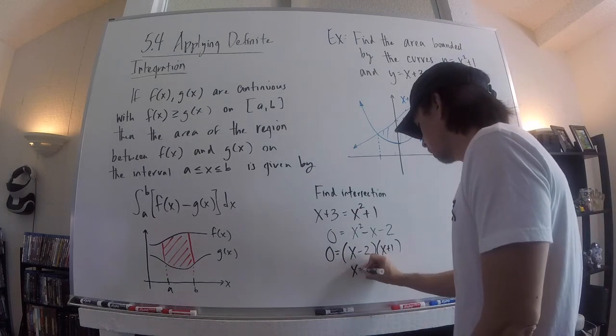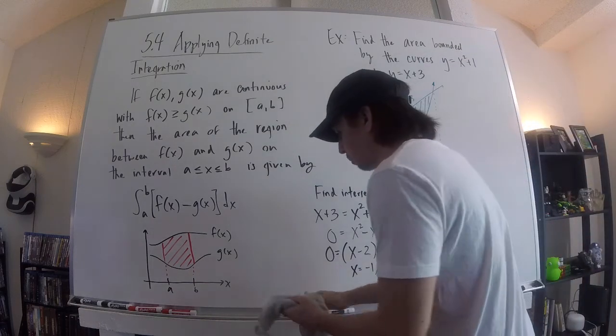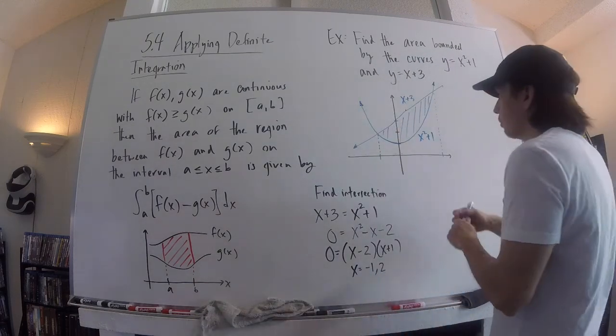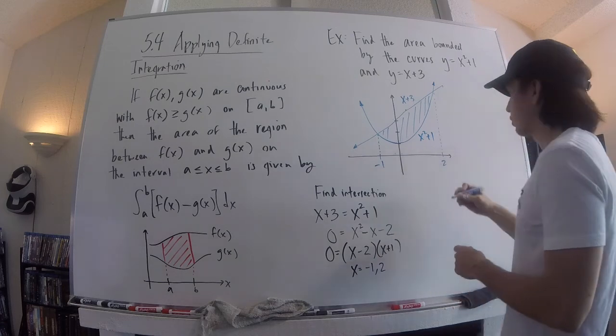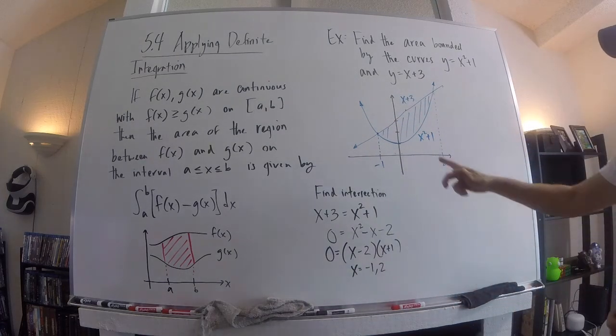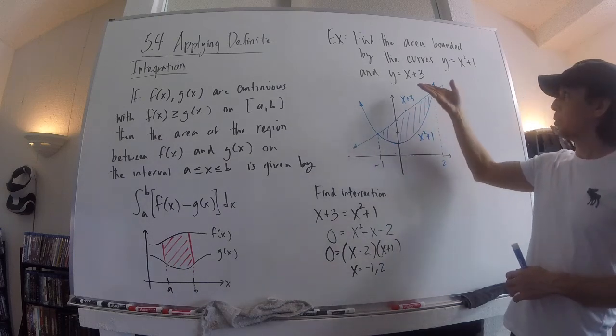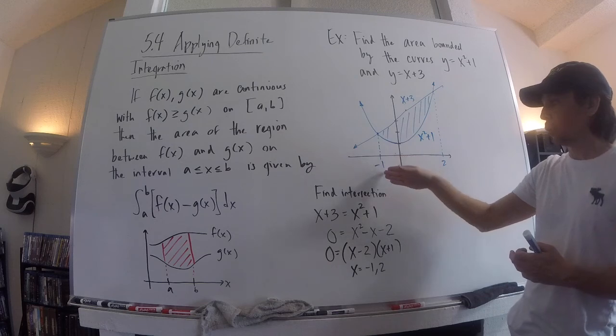Okay. X equals negative 1 and 2. So those are the x coordinates of our boundaries. That's negative 1, that's positive 2. Those are your points of intersection that'll cap off the regions. That's what we're going to use. If you want the coordinates of those points, you need to take each of those separately and plug it into either equation.